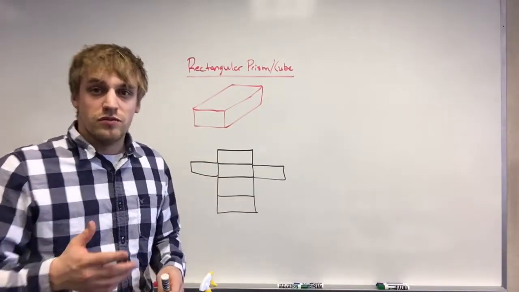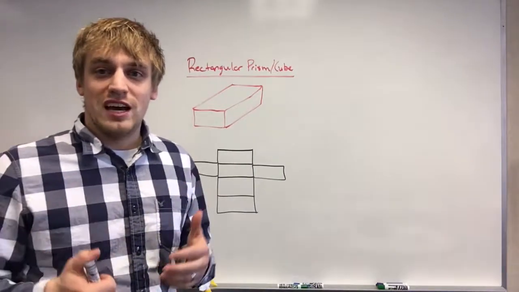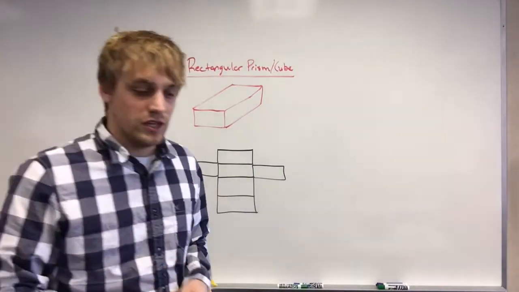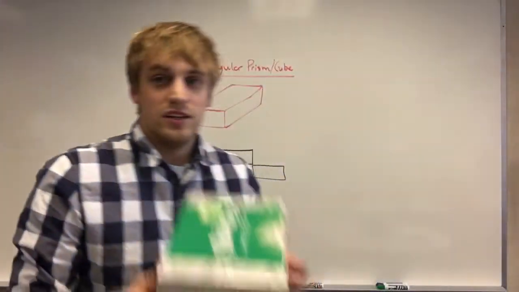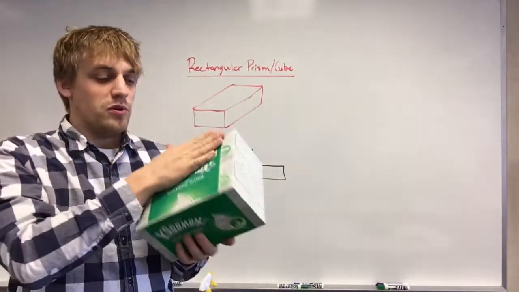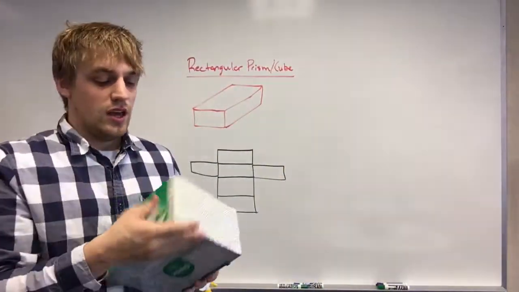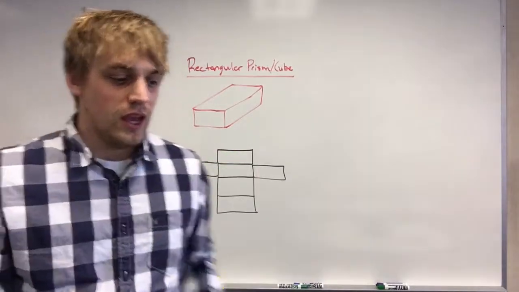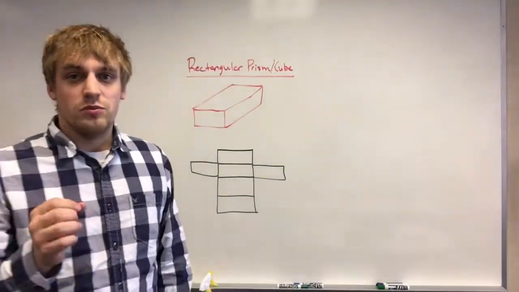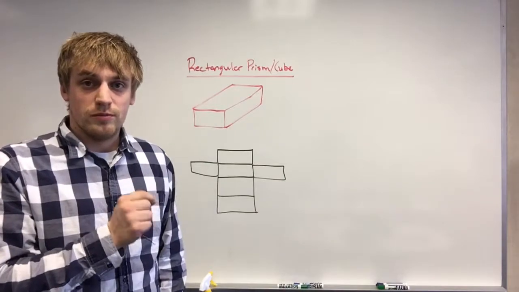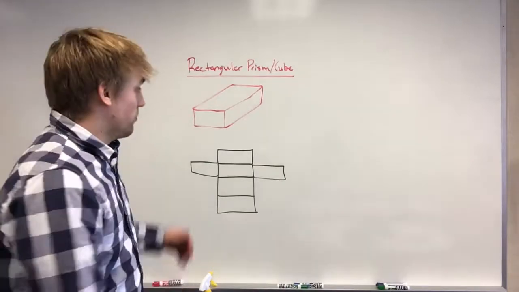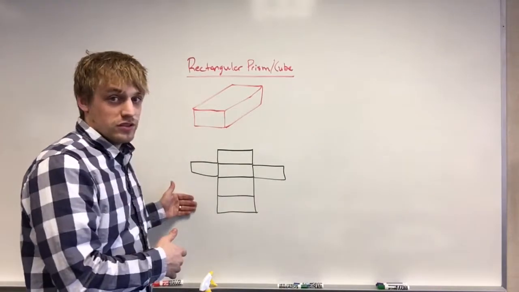So, surface area is when you find out the size of the surface of a three-dimensional object. How much space does this cover up on the outside? How much space does that take up? And one way that we do that is we use something called geometry nets. So, for a rectangular prism, the geometry net looks like this.